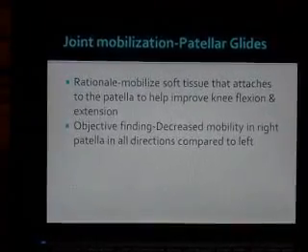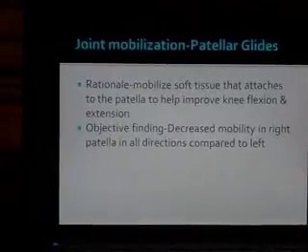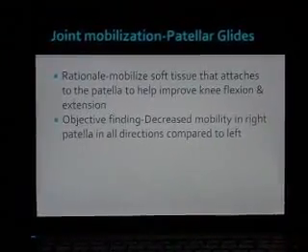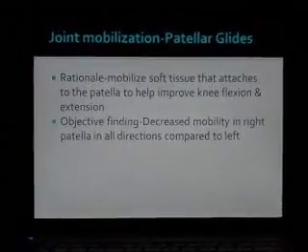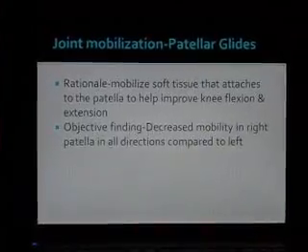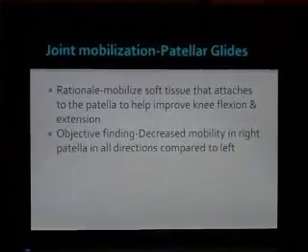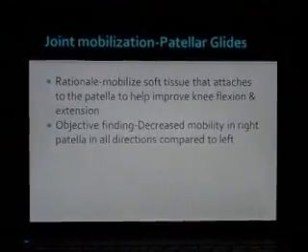As I stated before, one of the objective findings during the initial evaluation was decreased mobility in right patella in all directions compared to left. I used grades 3 and 4 to stretch the joint capsule restriction and to increase the osteokinematic motion.